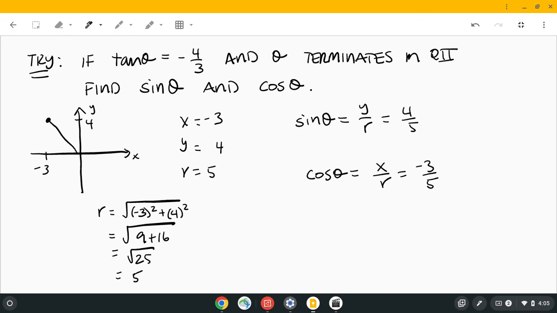Okay? And that's all there is to it. Check. Make sure you have the correct signs. Make sure this all makes sense.